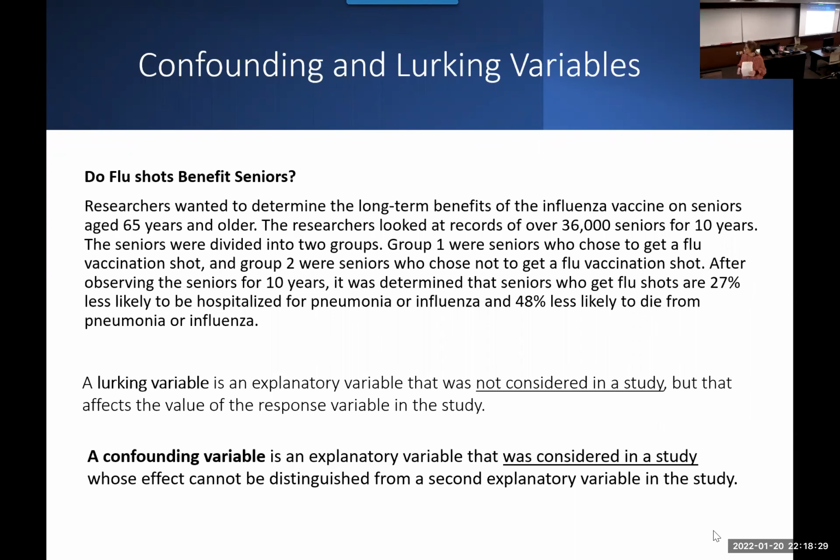But what happens is, even though you may have taken that into consideration, that confounding variable can make your outcome to where you can't really distinguish whether or not that variable played an impact or not. Okay, so it was considered, but you can't distinguish it from the explanatory variable in the study. That is a confounding variable.